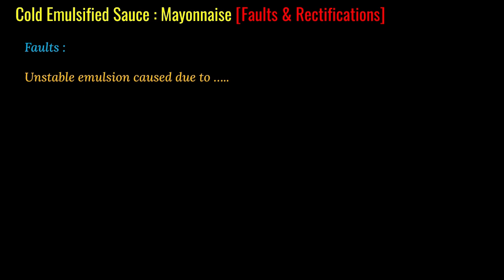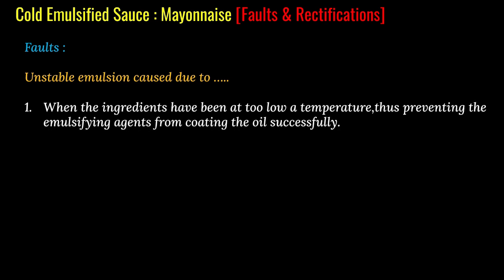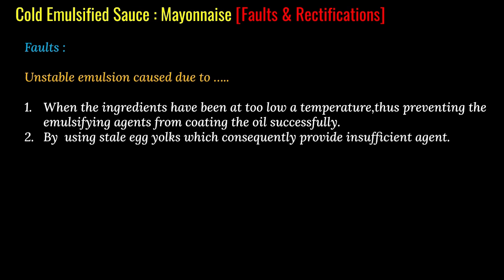Unstable emulsion may be caused by many reasons. Number one, when the ingredients are at too low a temperature, preventing the emulsifying agent from coating the oil successfully. In the beginning, we mentioned that for making mayonnaise, all the ingredients should be at room temperature. So if any ingredients are too cold, the emulsification process will stop, and the end result will be a curdled, unstable emulsion. Okay, that can be one reason.